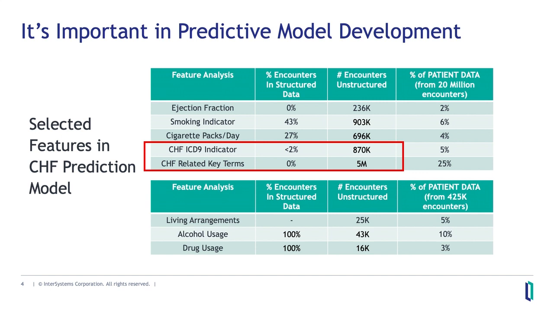The ICD-9 is very low, and the related key terms is 0%, right? Even the smoking indicator is only 43% in the structured data, even though there are many unstructured texts that contain that information. So this shows you that in order to take advantage of machine learning or AI work, you need to recognize that a lot of the data features you're looking for are actually in the unstructured text. I'm looking at it very specifically for condition detection. So that's one key use case.